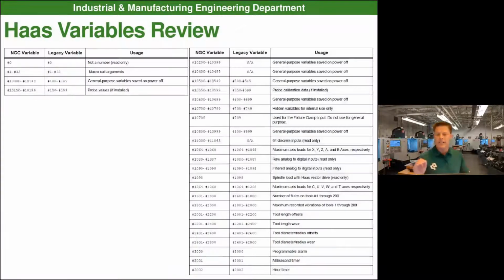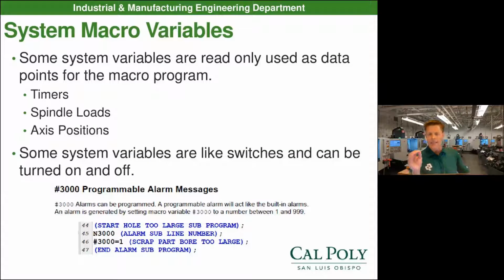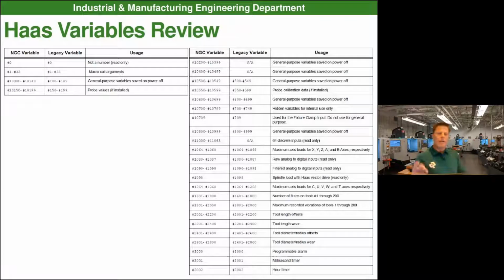There are other system macro variables that are basically read-only, so they're used as data. An example is your spindle load. You can't write a spindle load. That's based off of your surface speed, your depth of cut, your chip load, and your cutting tool conditions, right? So that's something you can just use as data. The other ones are like switches. Now, those are the 3 different types of variables out there in the Haas control that we can use to program macros with. So let's review them real quick.